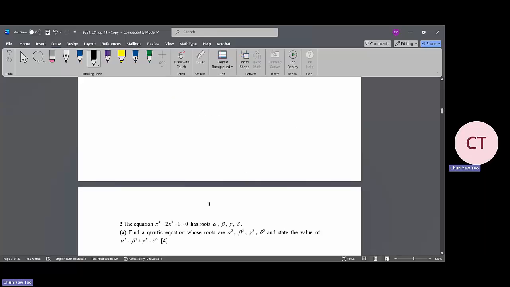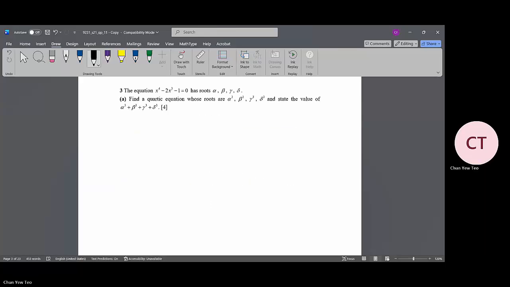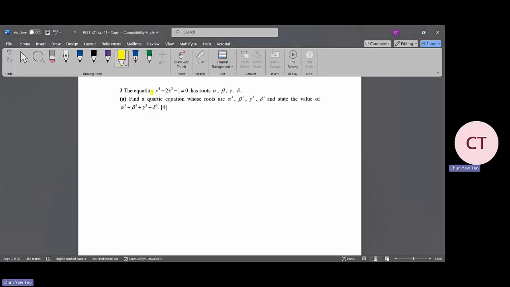Move on, we have question number 3. We have a quartic equation over here that looks like this: x to the power 4 minus 2x cubed minus 1 equal to 0, and alpha, beta, gamma, delta are the roots. So we want to find a new equation formed by alpha cubed, beta cubed, gamma cubed, and delta cubed. After that, we want to state the value of the sum of the cubes of the roots.